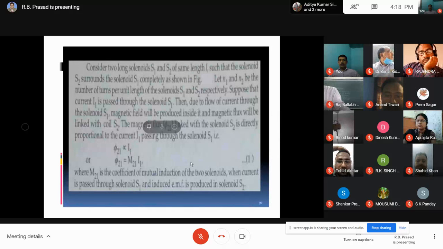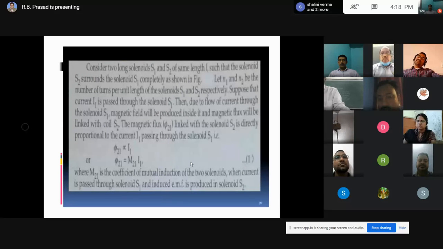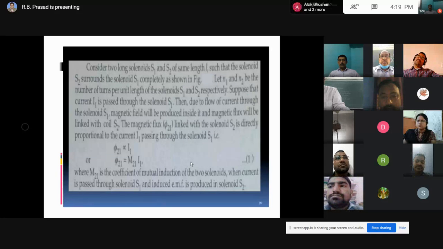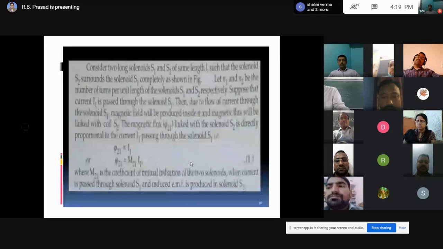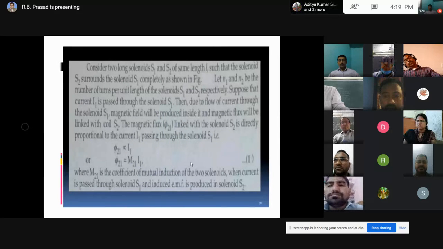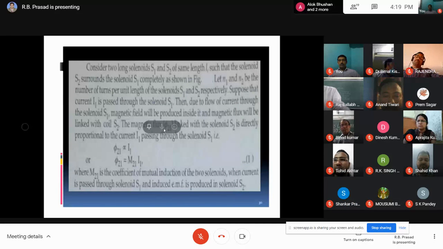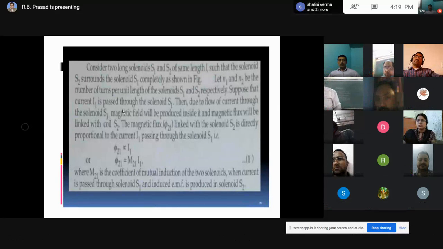Whatever current is passing through or changing in the primary, the flux produced in the secondary is due to that. So flux phi 21 is directly proportional to I1, and then phi 21 is equal to M21 into I1. This is equation number 1. M21 is the coefficient of mutual inductance of the two solenoids when current is passed through solenoid S1 and induced EMF is produced in solenoid S2.